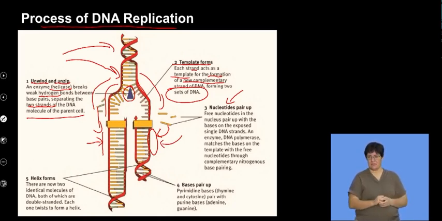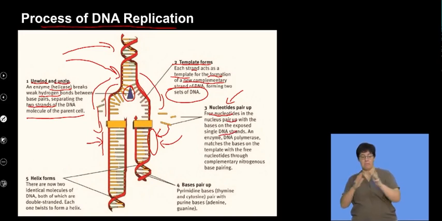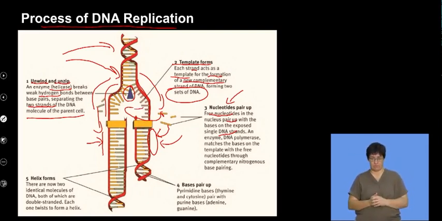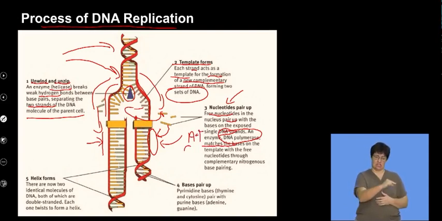So the free nucleotides will move and they pair up with the exposed bases on the single strands. So here we've got these exposed bases, and so these free nucleotides will move in and they will pair up, which I've illustrated further down here. And this happens through an important set of enzymes called DNA polymerases. And this enzyme is able to match the bases, knowing that we've got adenine and thymine base pairing together, and guanine and cytosine always base pairing.